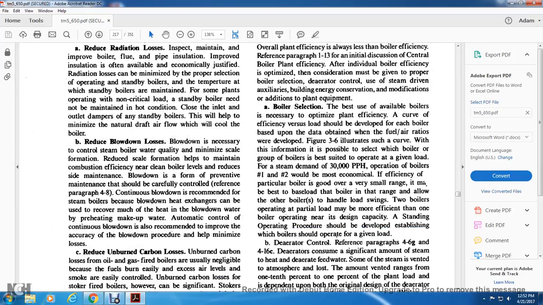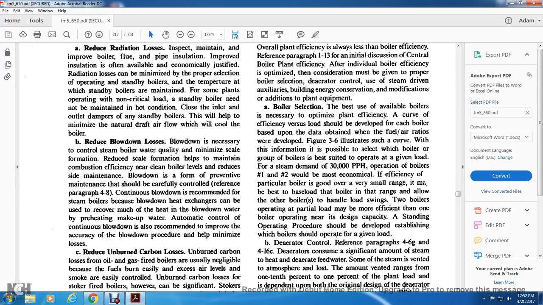and additional plant equipment. Boiler selection. The best use of available boilers is necessary to optimize plant efficiency. A curve of the efficiency at various loads should be developed for each of the boilers, based upon the data obtained when the fuel-air ratio was developed. Figure 3.6 illustrates such a curve. With this information, it is possible to select the boiler or group of boilers best suited to operate at a given load.